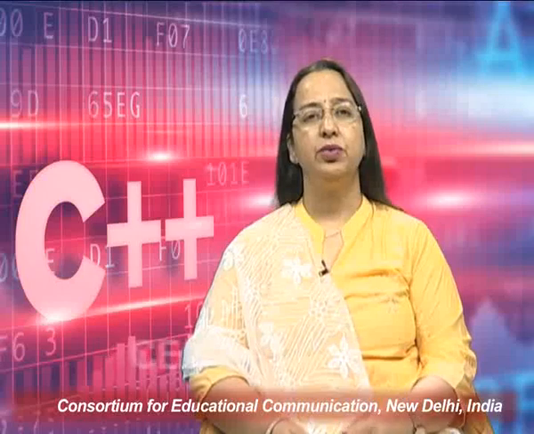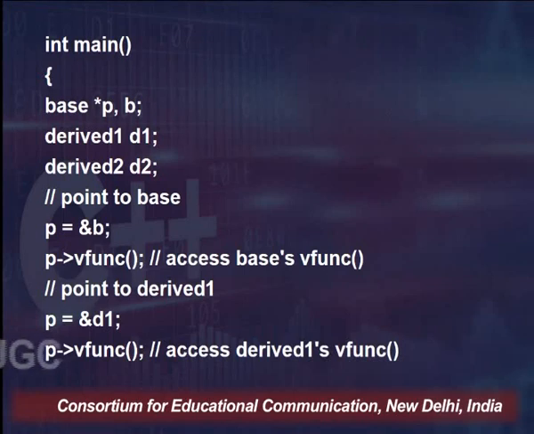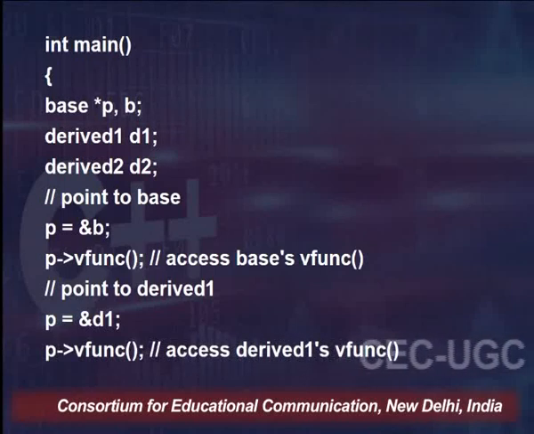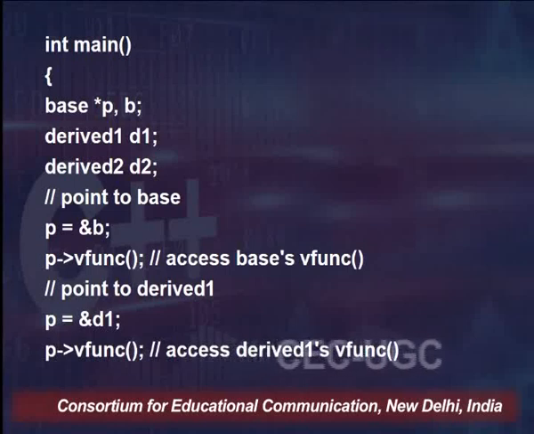Now, coming to the main function, similarly to the previous program, within the main function we have one pointer to the base class, which is p, shown by base asterisk p, and one object of the class base, named b. So, base b we have, then object d1 is of class derived 1 and object d2 is of class derived 2.